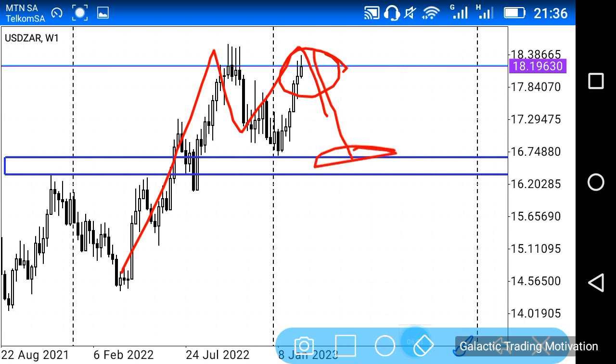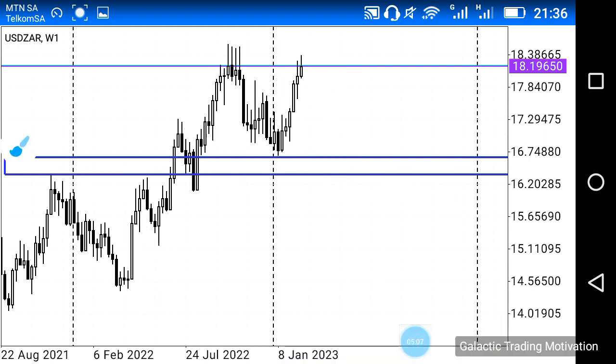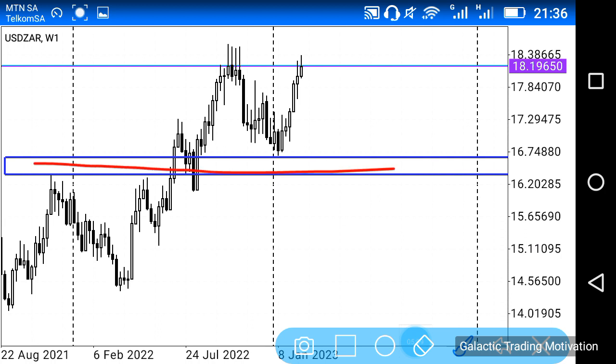Why do I say this level? That is because this level over here is now a very strong level of support, and it's also the neckline of that overextended W structure that I spoke about, or that we spoke about. Remember that, guys. Anyway, let's proceed, guys.